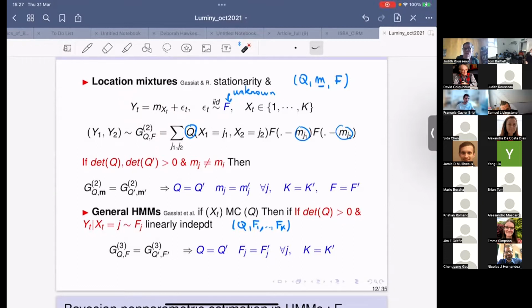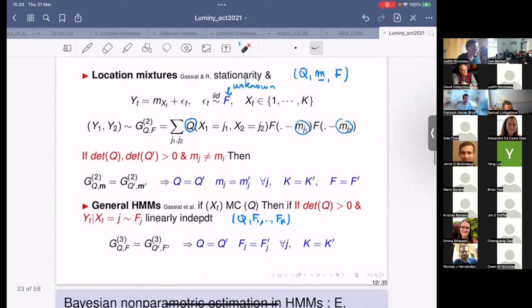And what's magic here is that if the determinant of Q is positive, so if you have IID observations, the determinant of Q is not positive, so mixture models don't work. But if the determinant of Q is positive, for instance in the case of many Markov chains, then you have identifiability, in the sense that g_{Q,M,F} equals g_{Q',M',F'} implies that Q equals Q', M equals M', and F equals F', and even K equals K'.